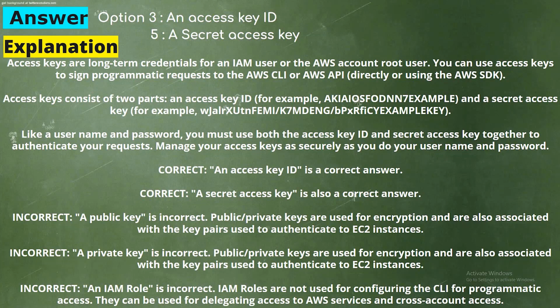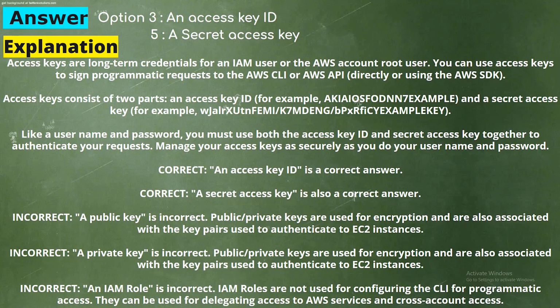AWS SDK. Access keys consist of two parts: an access key ID, for example, an AWS example ID, and a secret access key, for example, an example key. Like a username and password, you must use both the access key ID and secret access key together to authenticate your requests. Manage your access keys as securely as you do your username and password.